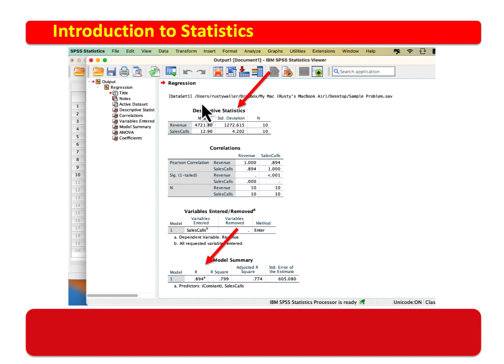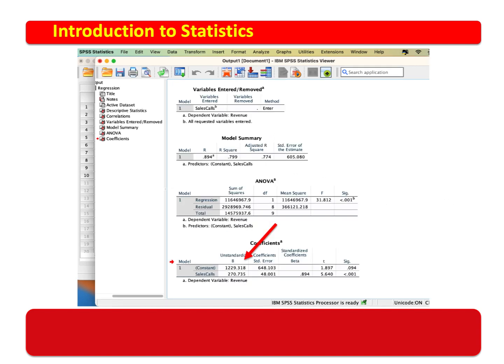I also ran descriptive statistics because you always need those. The mean revenue is 47.21. The mean sales calls is 12.9. You notice that you have the standard deviation and you have the number. Now, if I were entering that in my paper, I would round it to 0.8 and 0.9. Then I would go over here and round this to 0.62 and 0.20. So if you round the mean to 1 decimal, you round the standard deviation to 2 decimals, and then we see that we have 10 each.